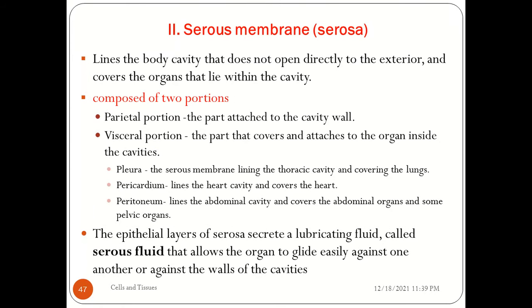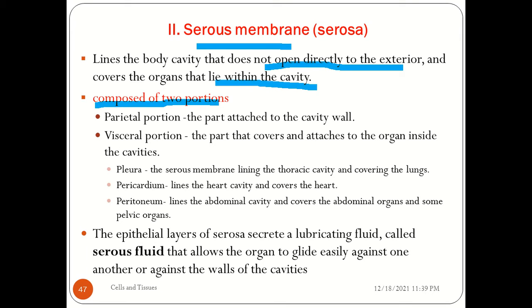The second type of membrane is serous membrane or serosa. It lines the body cavity that does not open directly to the exterior, unlike the mucous membrane, which is open directly to the exterior. It covers the organs that lie within the cavity. It is composed of two portions: the parietal portion and the visceral portion.